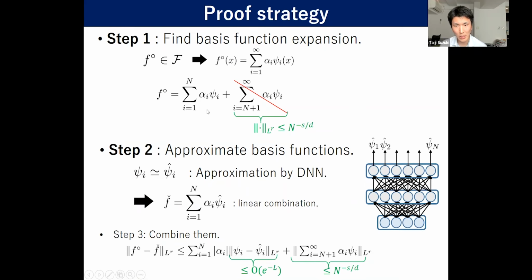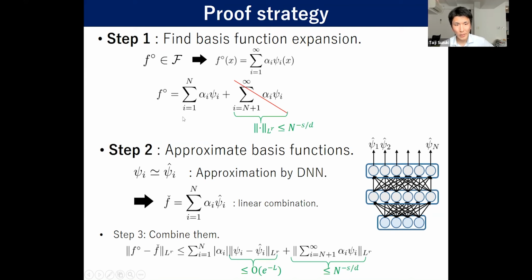Okay, so here is the proof strategy. This is a very typical strategy to prove that kind of approximation error. First, we find the basis function expansion of the target function. For example, if the target function is in the Besov space, maybe the true function can be expanded like this: the true function is given by the summation of alpha_i psi_i, where psi_i is some basis function. Maybe this can be the Fourier basis, or maybe a wavelet basis function. Anyway, we expand the true function by using some basis function.